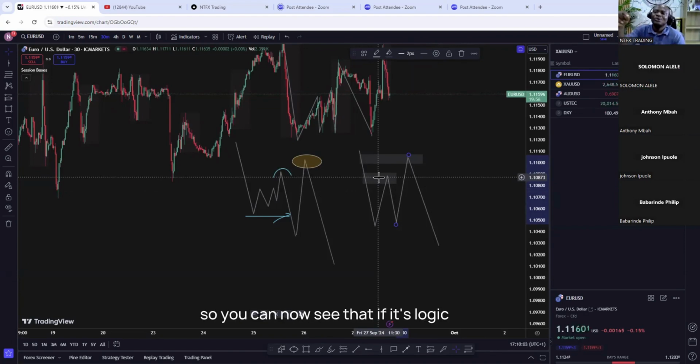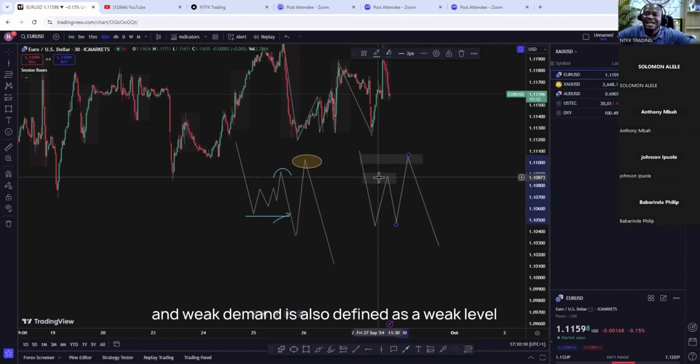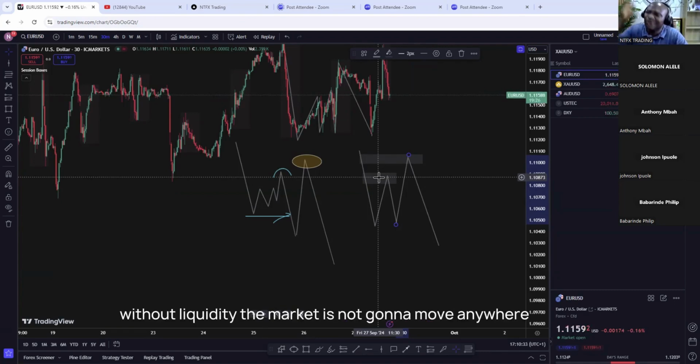So you can now see that if inducement is defined as a fake level and weak demand is also defined as a weak level, they behave in the same way. So it's just what we call them that differs. But in terms of psychology of formation, it's the same thing, because market wants to achieve a certain objective. And what is that objective? To provide liquidity for the system to move. Of course, without liquidity, the market is not going to move anywhere.